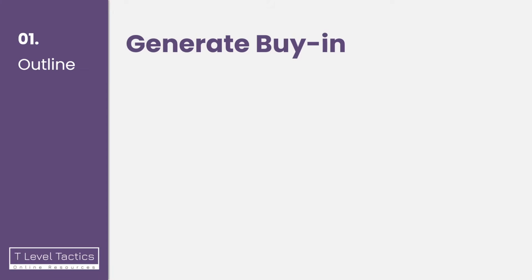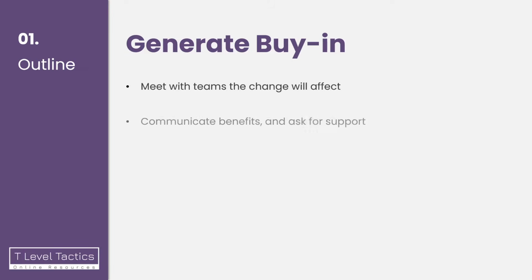The third step is generating buy-in, and this is essentially a people-focused stage. It's about meeting with teams and staff that this change will affect. It's looking at, how do they work? What systems do they use? How will this change affect those systems? And why is it going to be good for them? And if it's not going to be good, this is a stage where we might want to step back and reevaluate what we're doing.